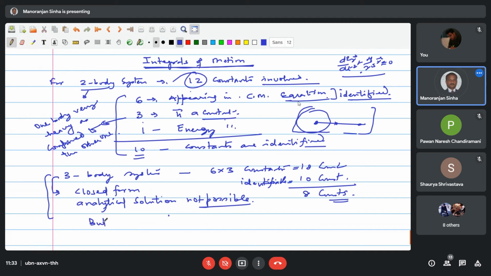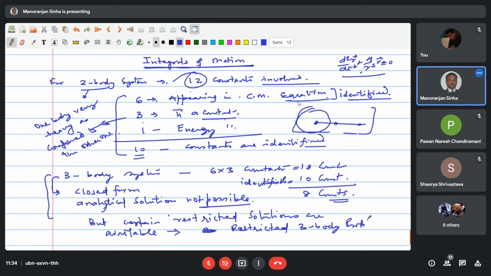But certain restricted solutions are available, which we call the restricted three body problem.